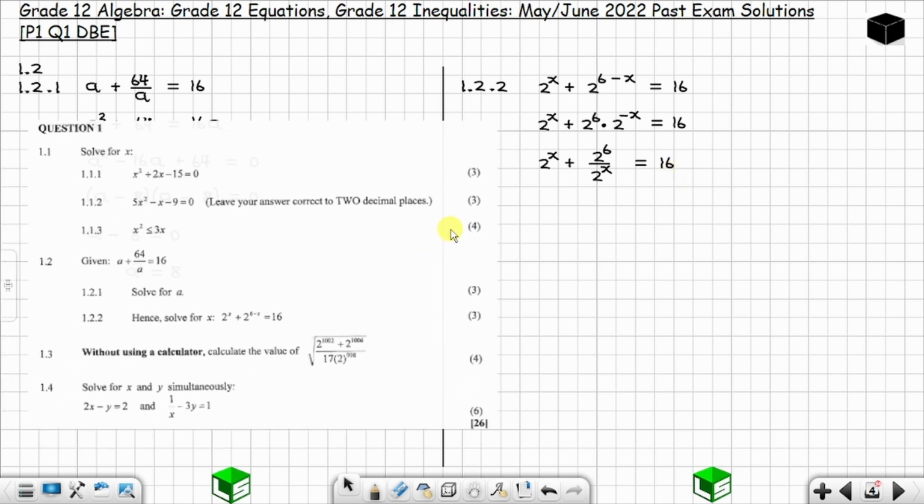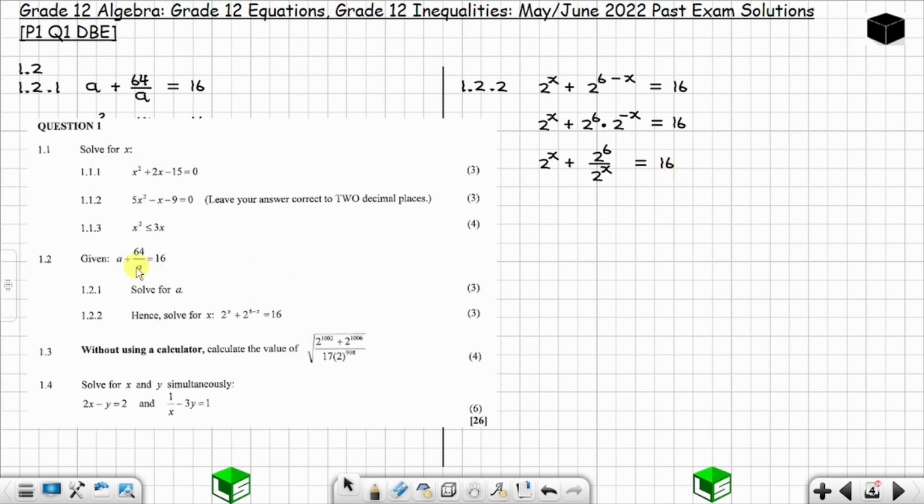Can you see now? This looks like this. A plus 64 over A is equal to 16. You have 16 there. You have A there and A there. You have 2 to the power of x, 2 to the power of x. Can you see? You can carry on. This is 2 to the power of x plus, this is actually 64, right? 2 to the power of 6 is 64 over 2 to the power of x. This is equal to 16, okay?